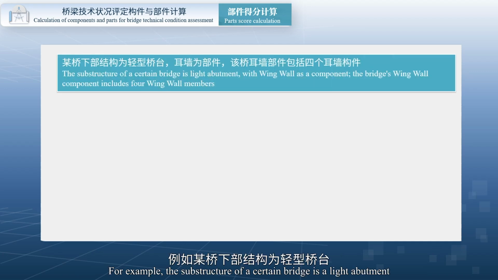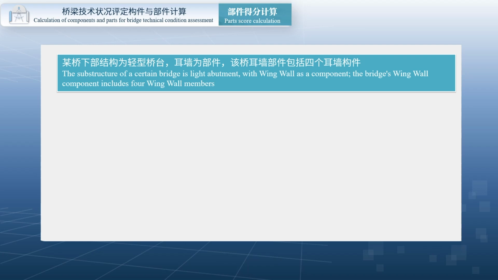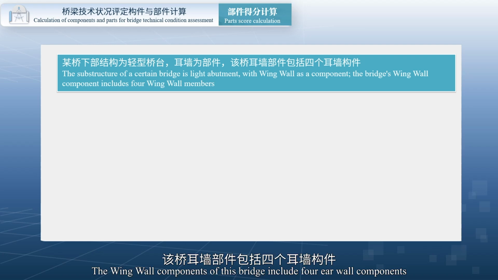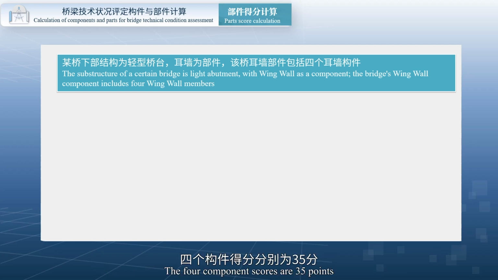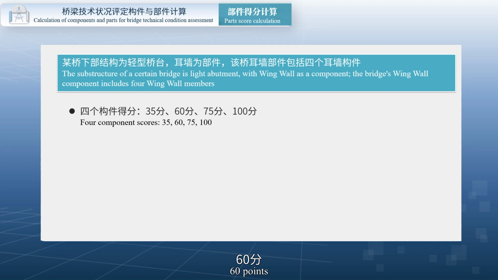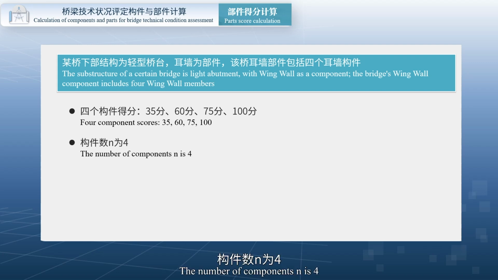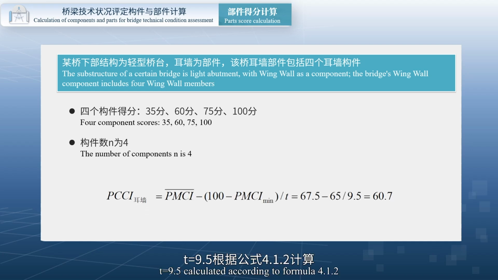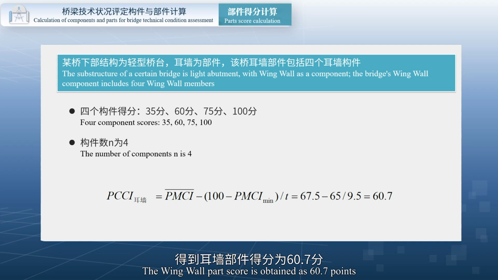For example, the substructure of a certain bridge is a light abutment, with wing walls as components. The wing wall components of this bridge include four wing wall components. The 4 component scores are 35 points, 60 points, 75 points, 100 points. The number of components n is 4. Refer to Table 4.1.2. T equals 9.5, calculated according to Formula 4.1.2. The wing wall part score is obtained as 60.7 points.